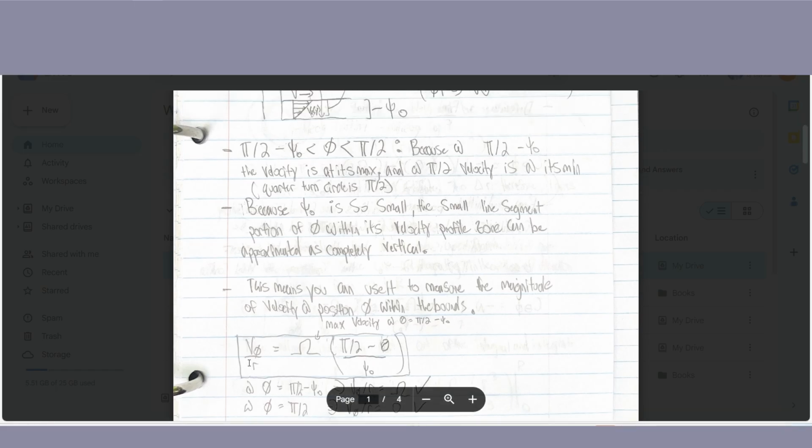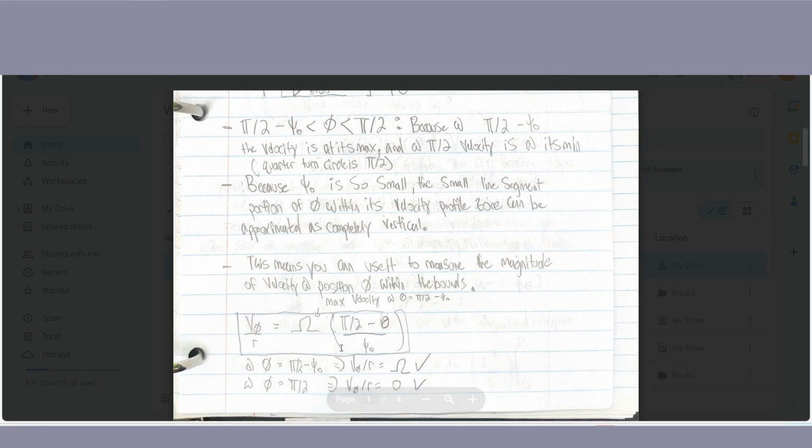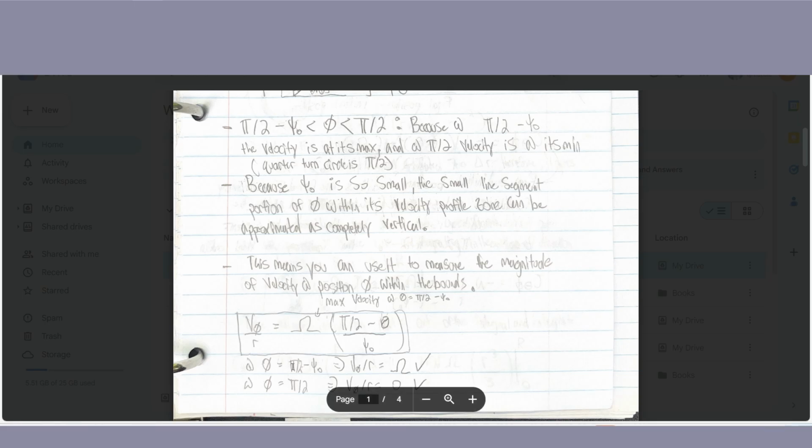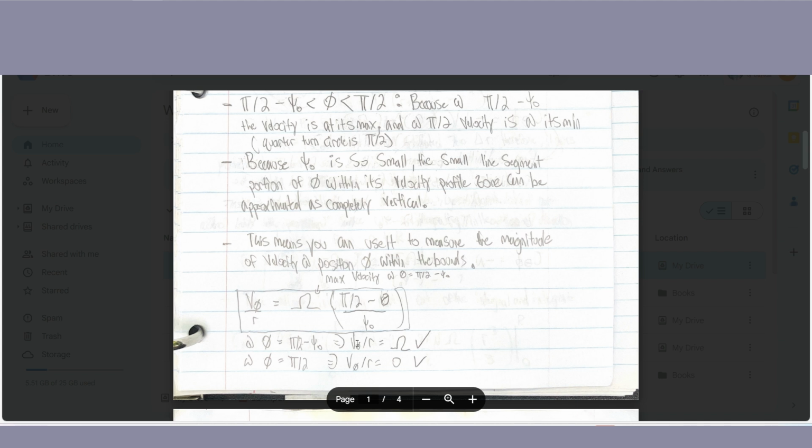So v theta divided by r is going to be equal to sigma at this point here, which is theta minus the trident, or pi over 2 minus the trident. Sorry, 0, and that's because we're inserting this theta here, pi over 2 minus pi over 2 minus the trident, and then you divide by the trident, and that's just going to be 1.